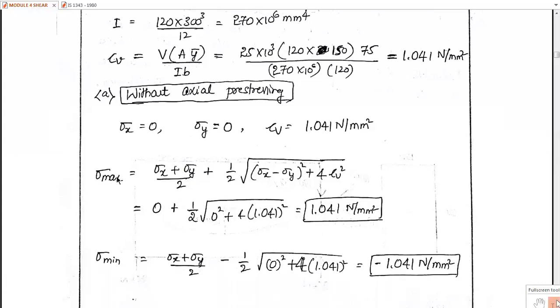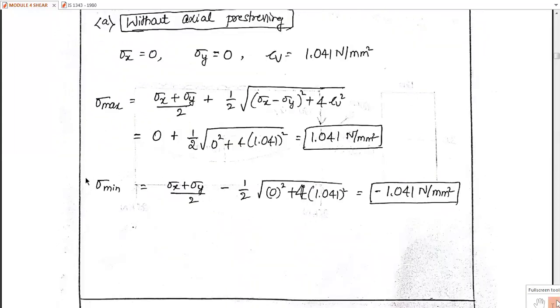Using the formula, sigma max is equal to (sigma x plus sigma y) by 2 plus half into under root of (sigma x minus sigma y) whole square plus 4 into tau v square. Sigma x and sigma y are 0, so the first term will be 0, plus half into under root of (0 minus 0) whole square, that is 0, plus 4 into tau v square. On simplification, we get sigma max as 1.041 Newton per mm square. That will be the only shear stress here. You can compare it. Sigma max is equal to 1.041 Newton per mm square.